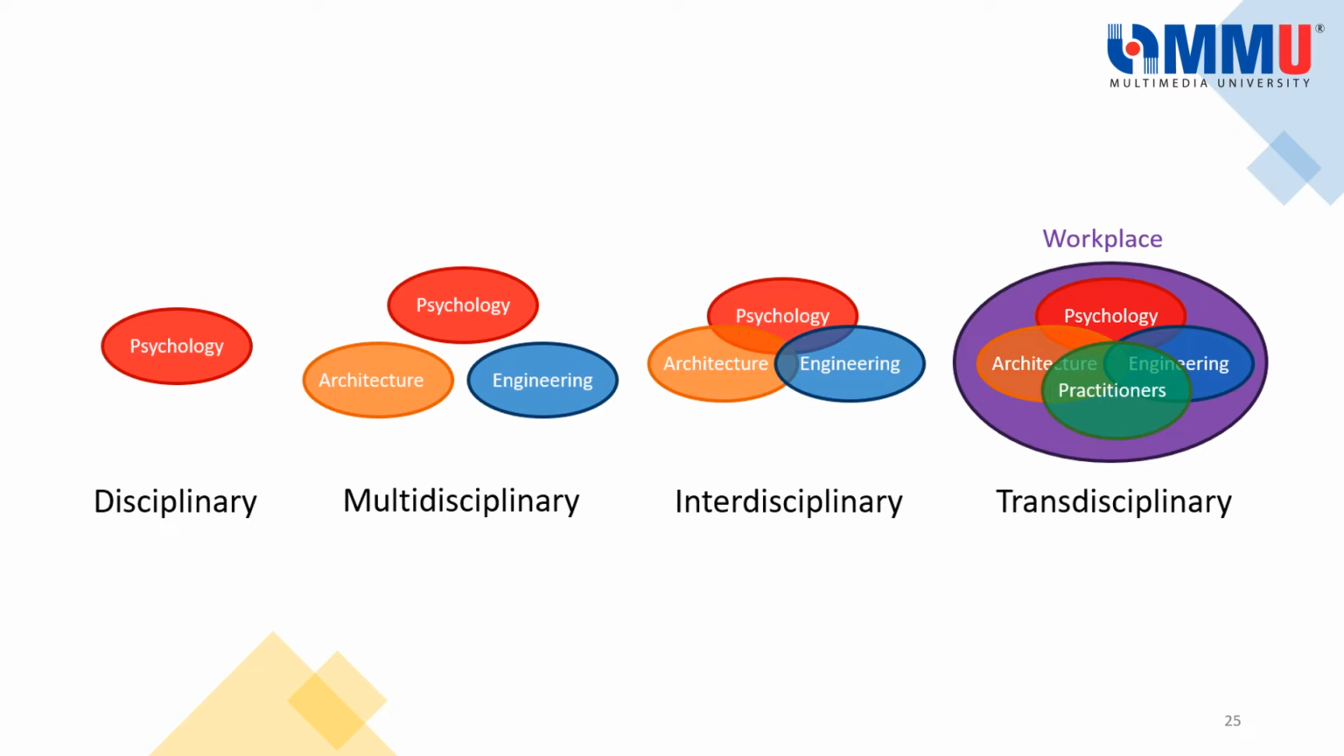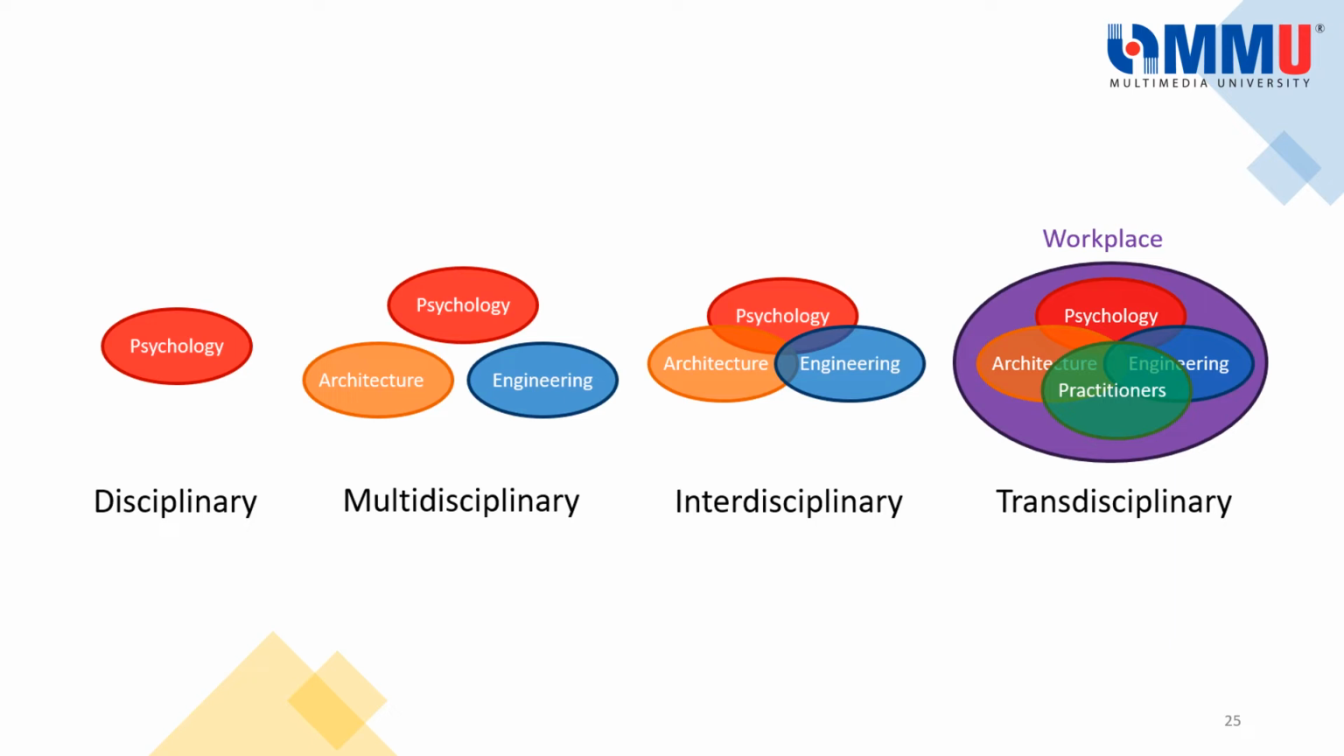A single field or a single discipline, such as psychology, for example, and how you then have multidisciplinary. They are totally different disciplines, the likes of architecture and engineering, but they are not interrelated. But when you have interdisciplinary, they tend to overlap.